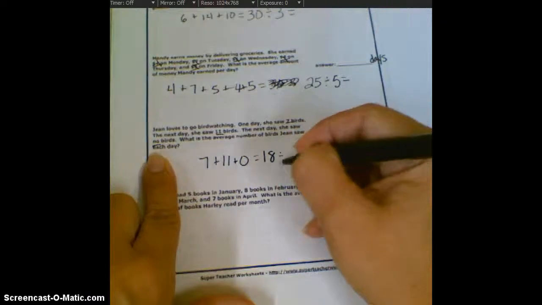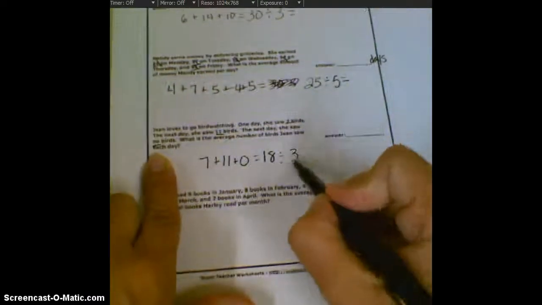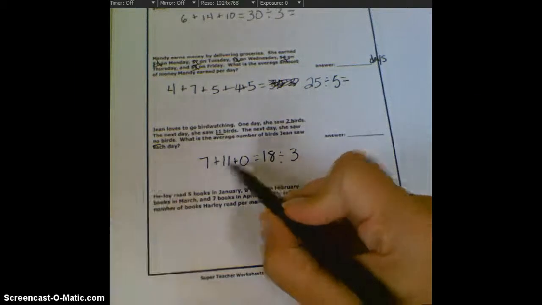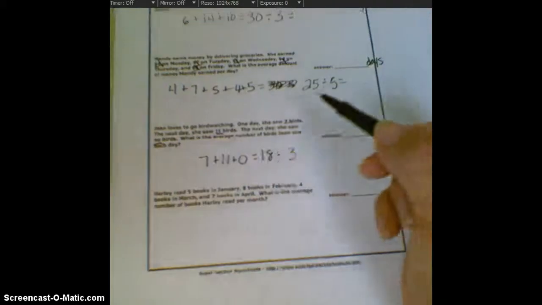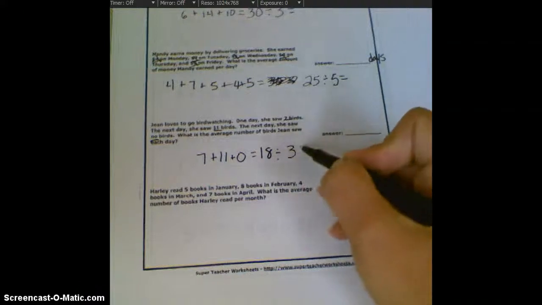And now we need to divide by the number of numbers, 1, 2, 3. Now, see, if you hadn't written that 0 down, you would be dividing by 2. You'd get the wrong answer. So we need to make sure we include it because it was a day that she went bird watching. And 18 divided by 3, I bet you know that answer. Please write it up here.